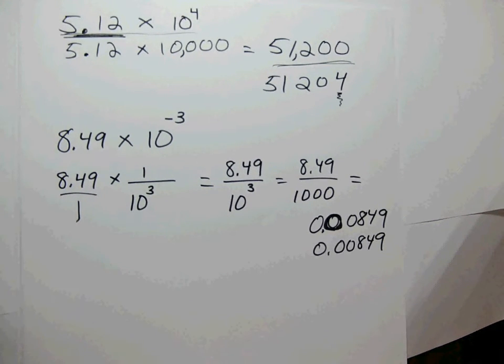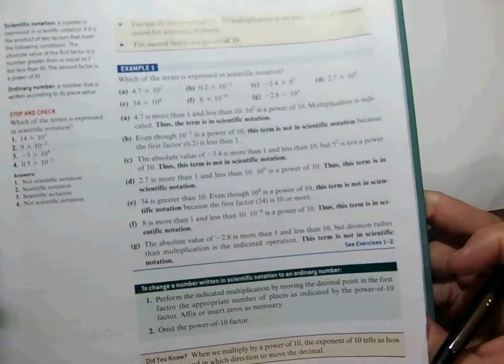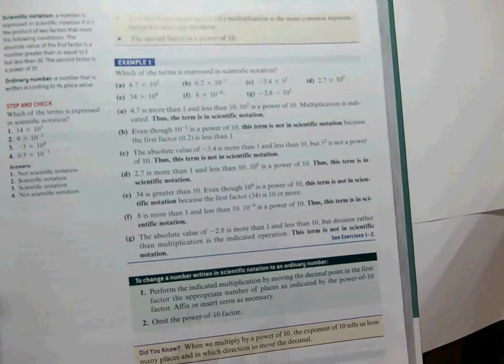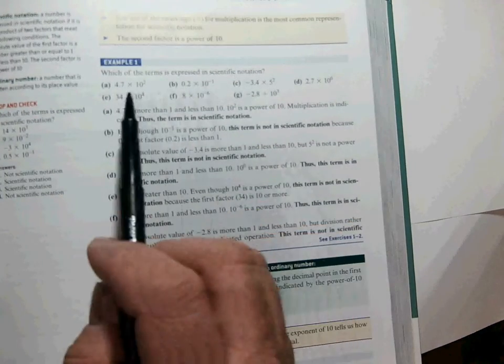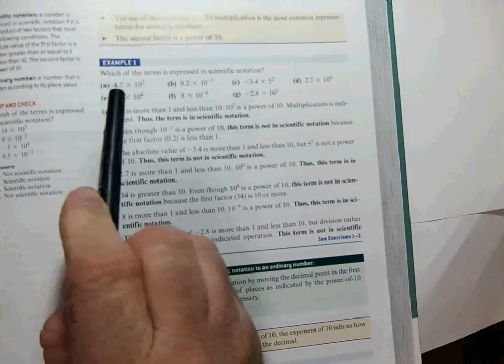So example 1 is going to just ask us, is a certain number in scientific notation or not? So I'm going to pull the book up for that one just so we can see the examples. We're just giving kind of yes or no answers here. Which one of the terms is expressed in scientific notation? Part A says 4.7 times 10 to the second power. That is in scientific notation. I've got a single number, decimal point, another number, times some power of 10. That's scientific notation. Okay?